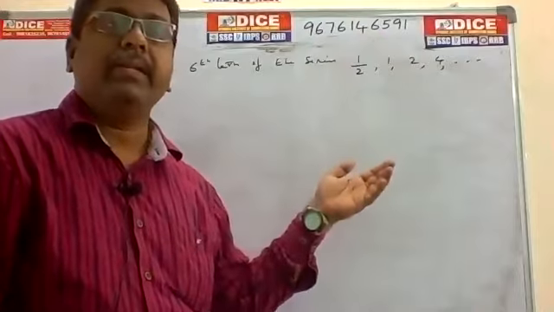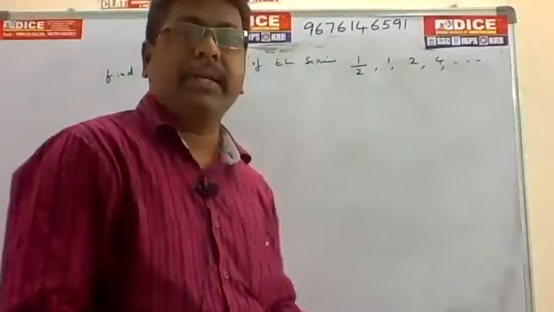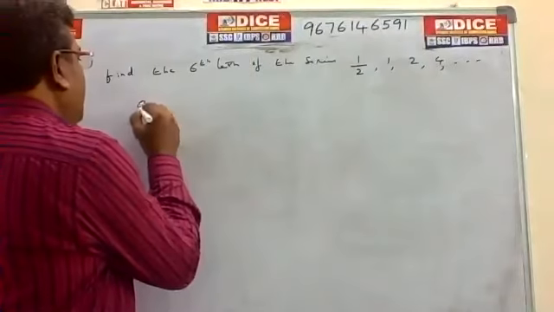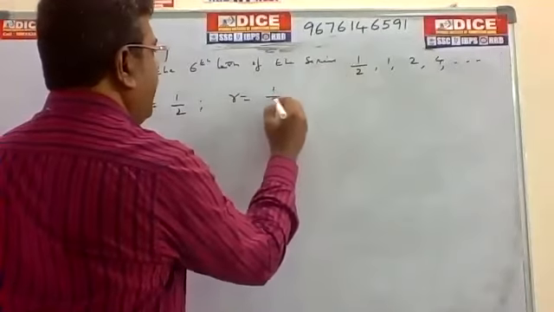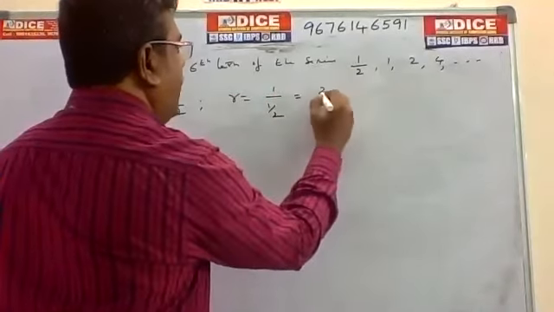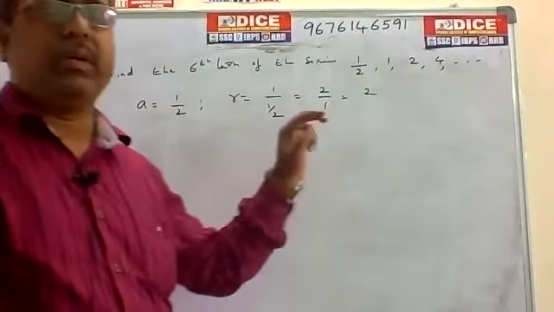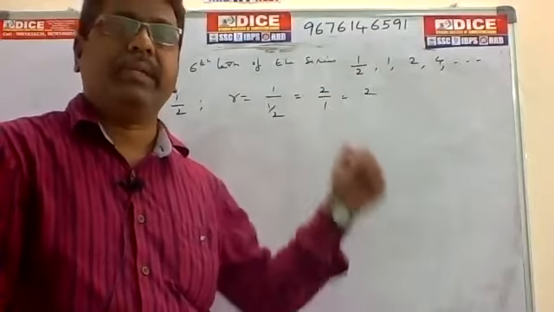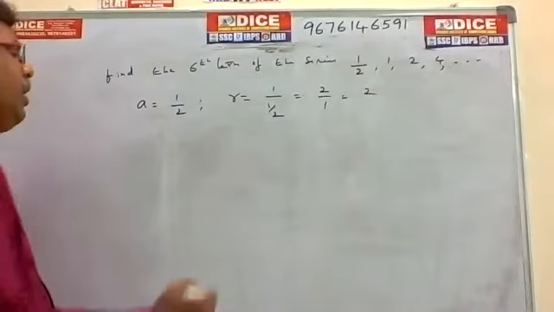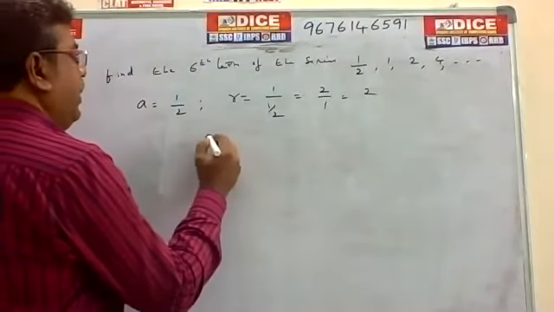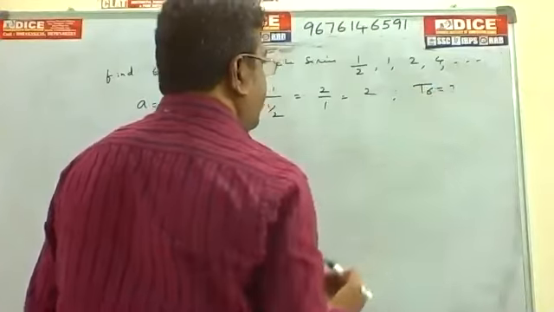Now we have to recognize whether this series is in AP or GP. This is in GP, the common ratio is always equal. A is equal to 1 by 2. R is equal to the second term by the first term, 1 by 1 by 2, that is 2 by 1, which is 2. We can take any two consecutive terms, and the common ratio is the same. Therefore, the series is in GP. So H1, the answer is 16. Very good. Now we have to find out T6. T6 is equal to what?